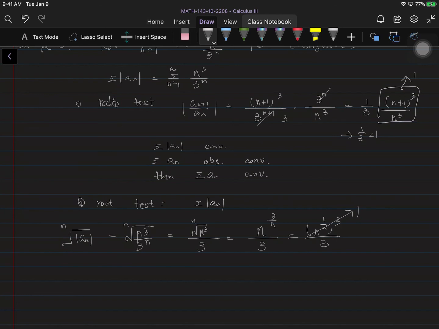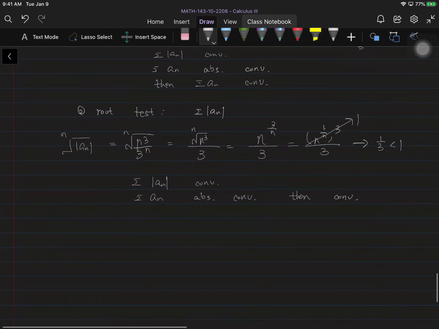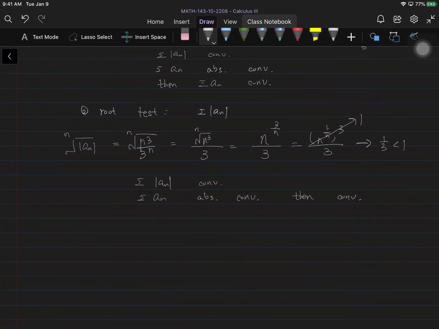In the sequence section, we learned the limit of this. This is one of the commonly used limits. And the whole thing goes to 1/3, which is also less than 1. In this case, same thing, this is convergent. So with absolute convergence, then convergence. Okay, so this is how we use the absolute convergence test. Let's take a look at the exercise problem.